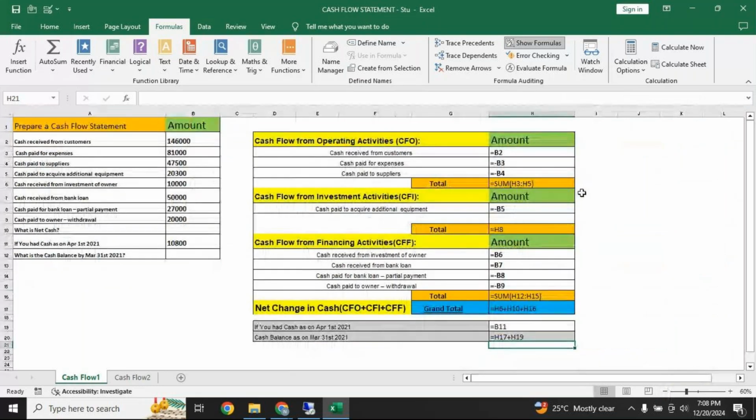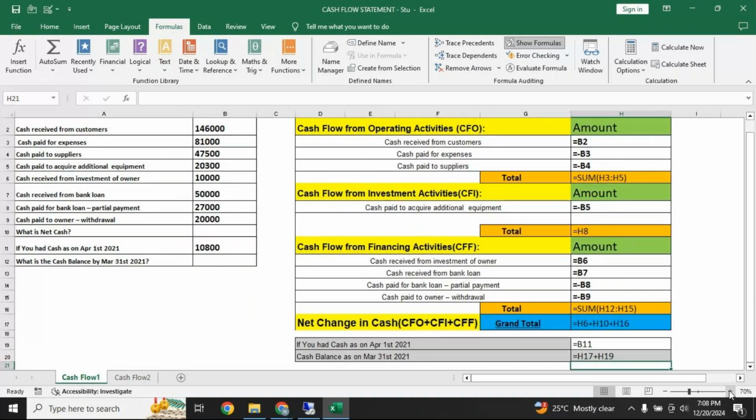See which values have to come in negative and which in positive. Cash paid, money is going out, it will be in minus. Cash received, money is coming in, it will be in positive, like this. Try this, and then I want you people to solve the cash flow too.